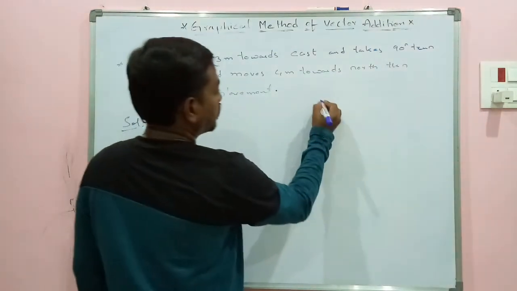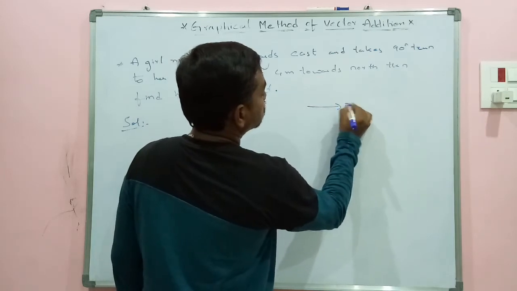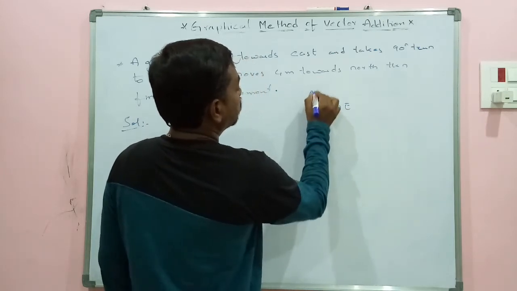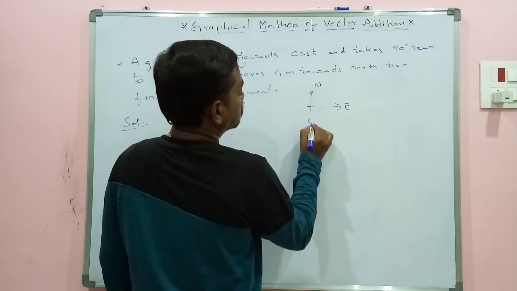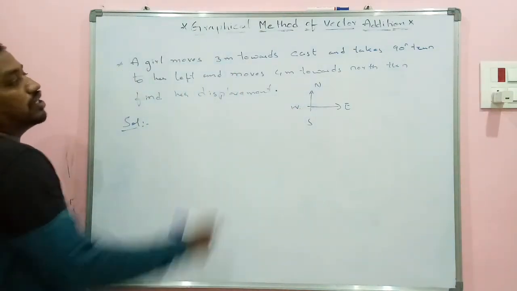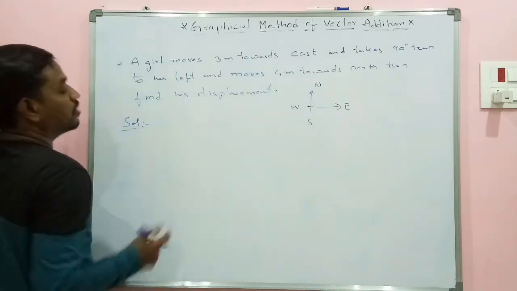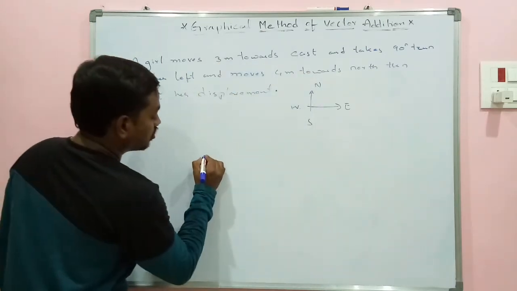initially you first take down the directions. If this is east, this will be north, south, west. So initially she is moving towards east. How much distance does she move? 3 meters.